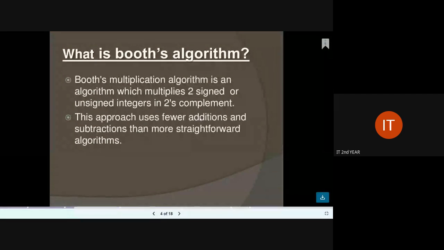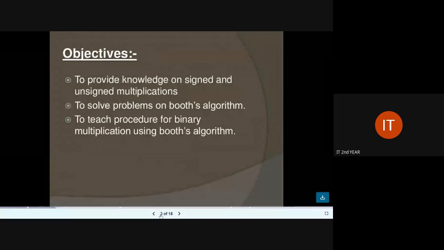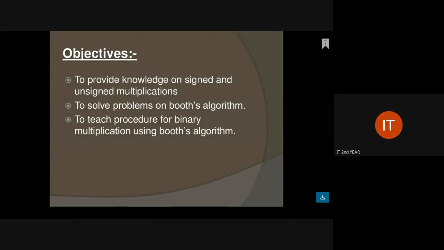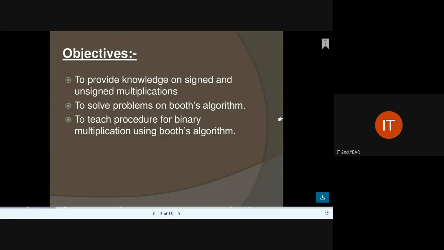So first of all, the main objective of today's topic is to get knowledge on signed and unsigned multiplication. To solve various problems of signed and unsigned multiplication, we are using the Booth algorithm. The Booth algorithm, in the sense of the Booth multiplication algorithm, has the following concepts that we will see.